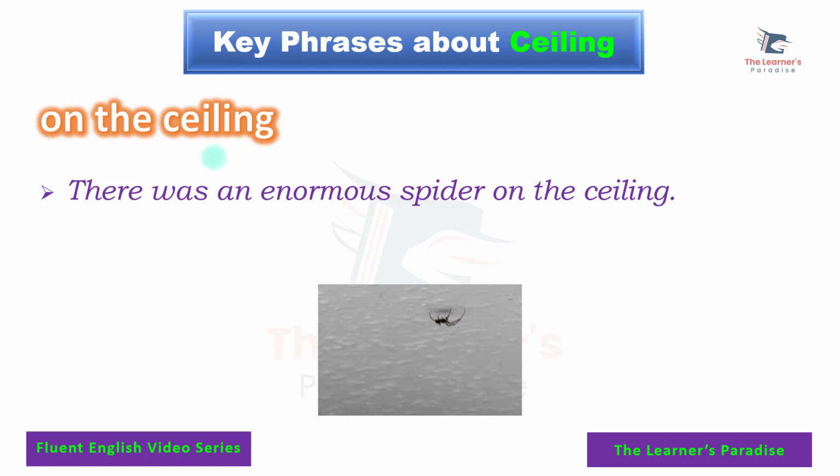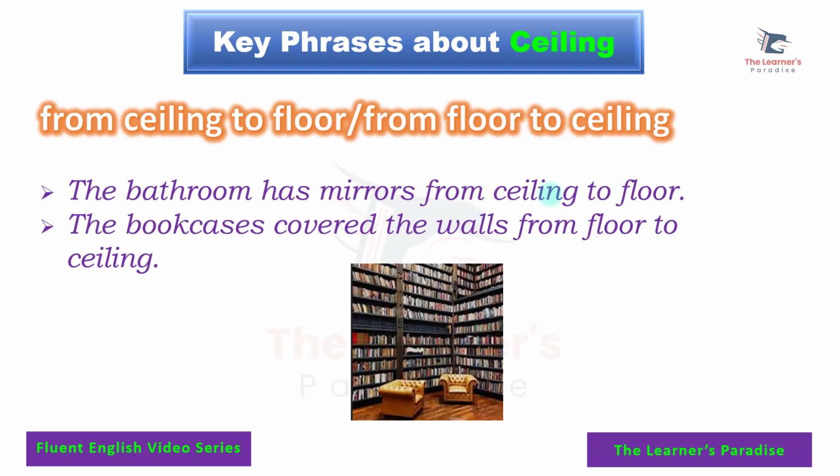Next phrase is on the ceiling. If something is on the ceiling, like this. Example sentences: There was an enormous spider on the ceiling. You can see here.